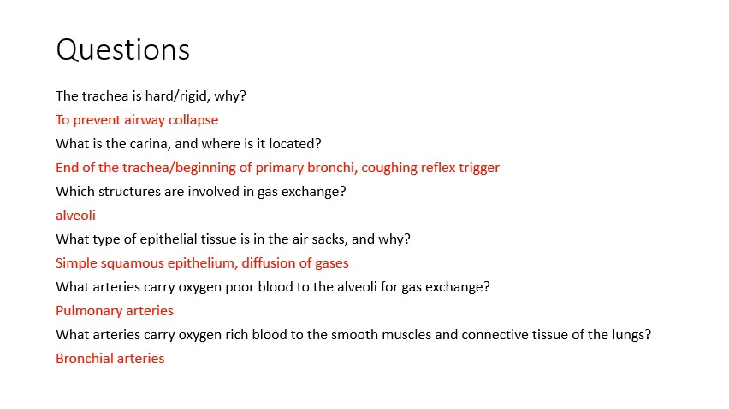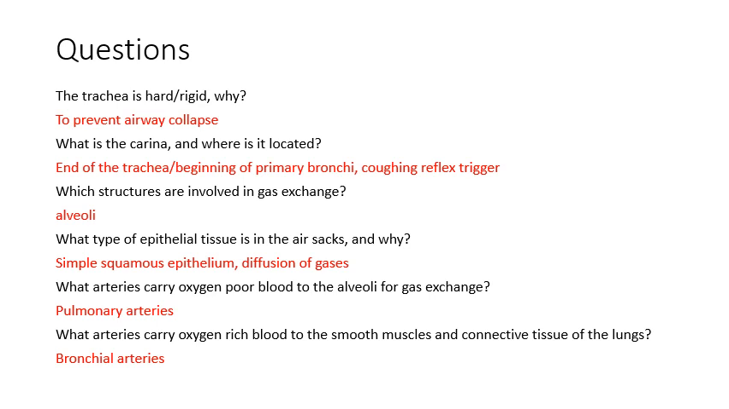So here's your answers. The trachea is going to be rigid because we need to prevent the collapse of that airway. There's a lot of negative pressure changes that's caused by inhalation. We don't want the airway to collapse when we're sucking air through it. The carina is located at the end of the trachea, the beginning of the primary bronchi, and it is a trigger for your coughing reflex.